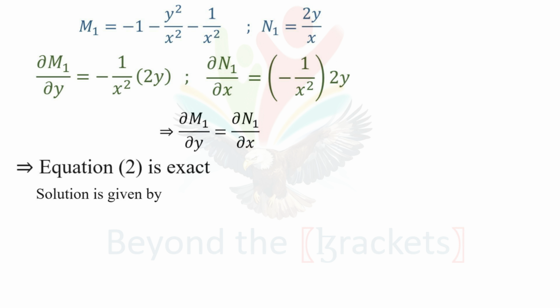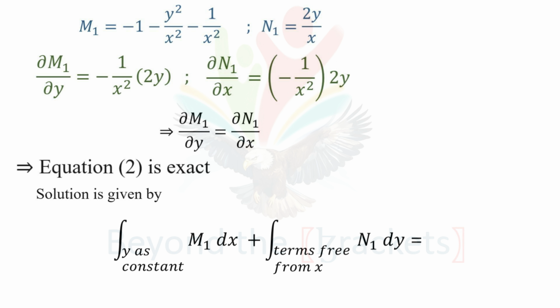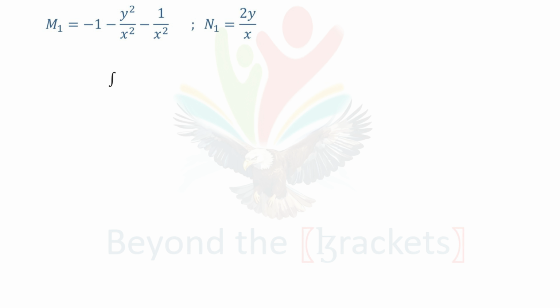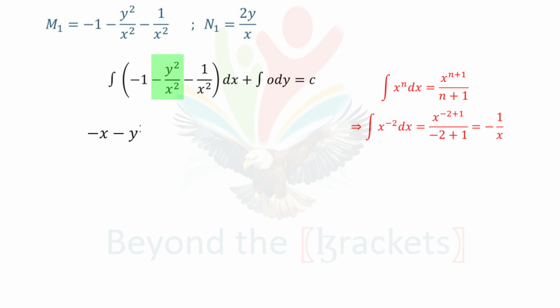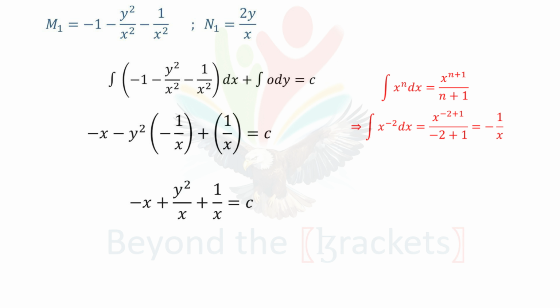The solution is given by integral M1 dx treating y as constant plus integral N1 dy considering the terms free from x equals c. Substituting M1 in the first integral, for the second integral we observe that there is no term that is free from x, so integral 2 will become 0. Integrating the first integral with respect to x, integral of minus 1 will be minus x, minus y square is constant, integration of x power minus 2 will be minus 1 by x. Simplifying this further by taking x as the LCM, this is the answer.